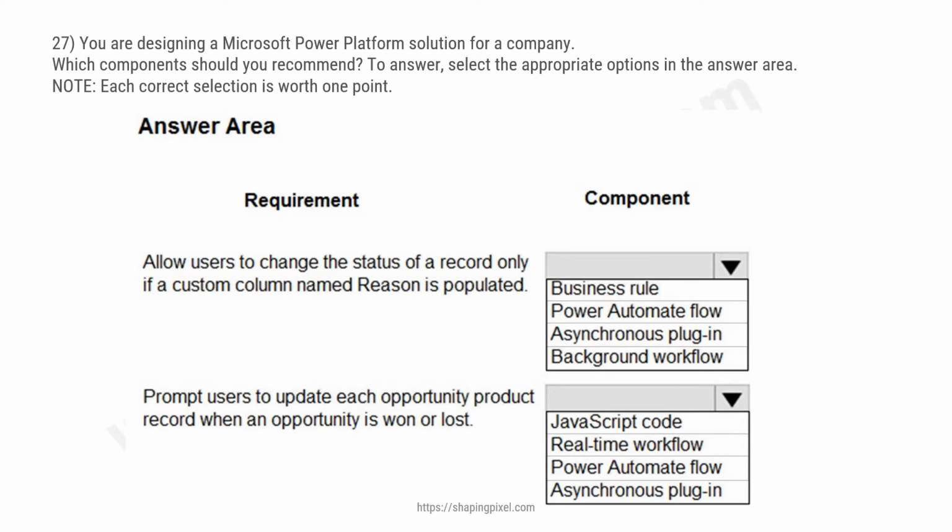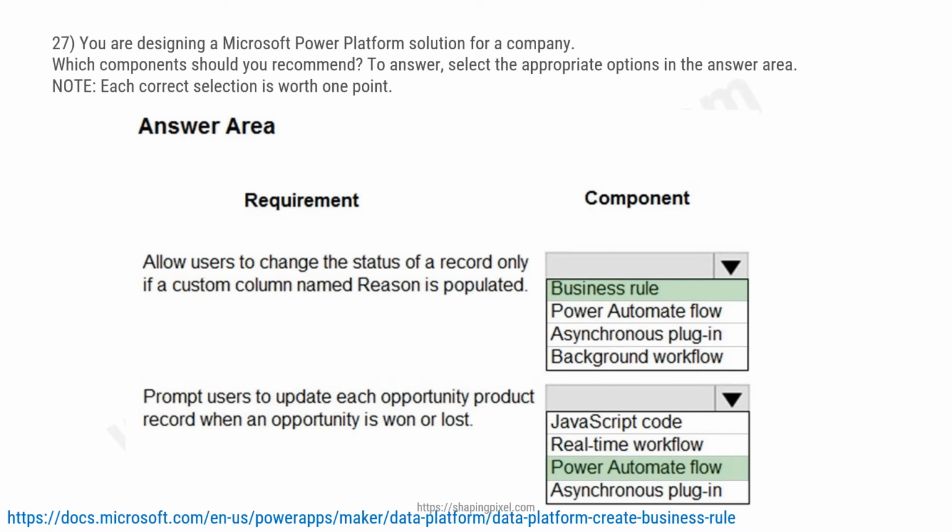Question number 27. You are designing a Microsoft Power Platform solution for a company. Which component should you recommend? To answer, select the appropriate options in the answer area. Each correct selection is worth 1 point.